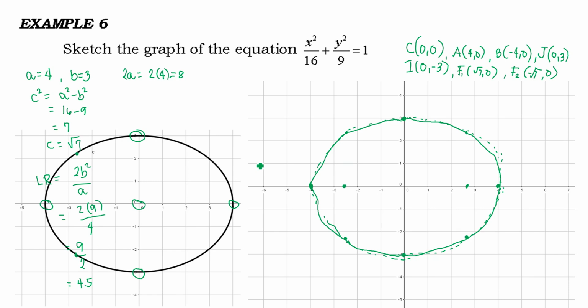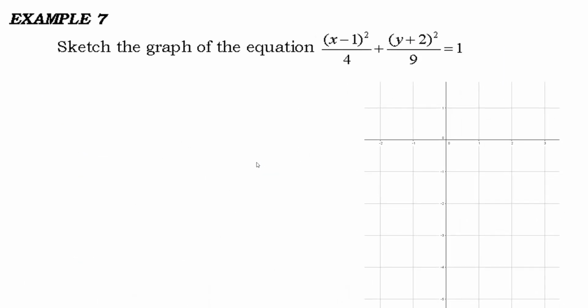Okay, let's have example number 7. Sketch the graph again. Here, we could say na our center is not in the origin. Therefore, the center of the ellipse would be (1, -2). Klaro. And then, dito naman, makikita natin that 9 is greater than 4. And 9 is under the y squared, the denominator. So, in other words, patayo ang ating graph.